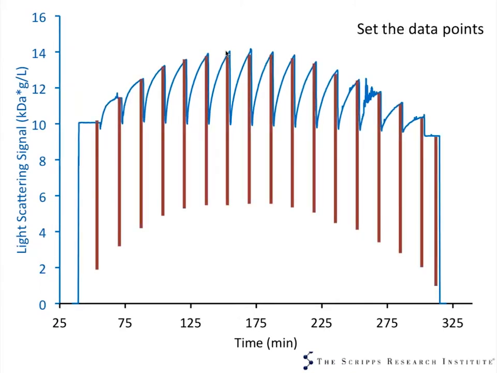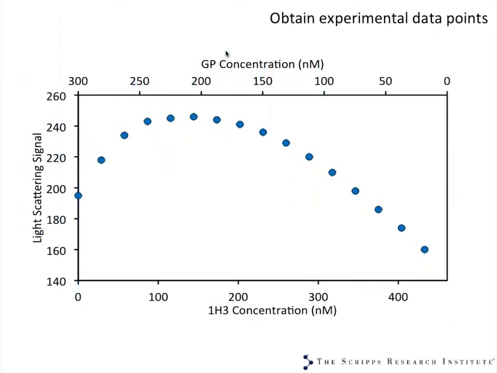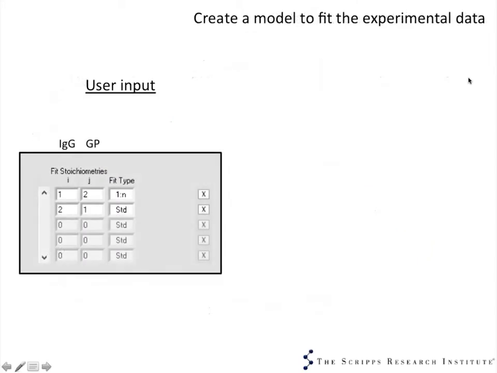And so our next step is to set the data points for each of these compositions in the gradient. And it's from these set data points that we obtain our experimental data points. So now each of these data points account for a single composition of IgG and GP, and we've plotted it here where the 1H3 concentration is going up and the GP concentration is going down. Okay. Next thing we need to do is create a model to fit the experimental data.